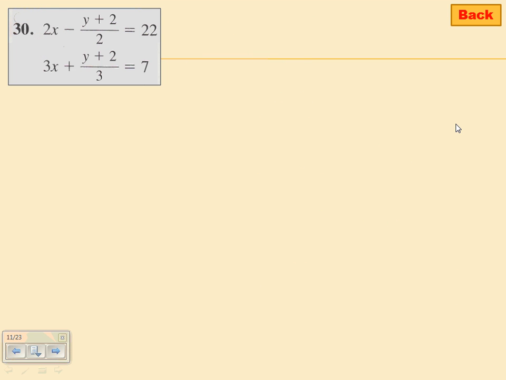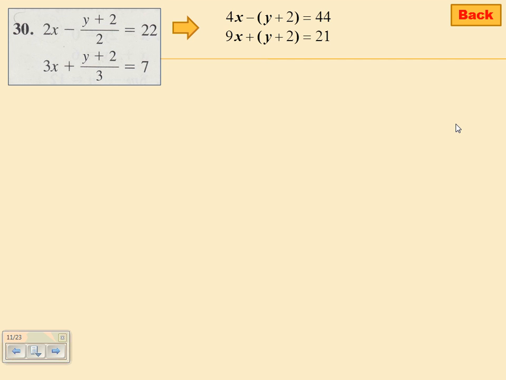For number 30, this is a very complicated problem. What I'm going to do for number 30 is try to get rid of the fractions. For the top equation, I'm going to multiply everything by 2. For the bottom equation, I'm going to multiply everything by 3. As a result, I get that.